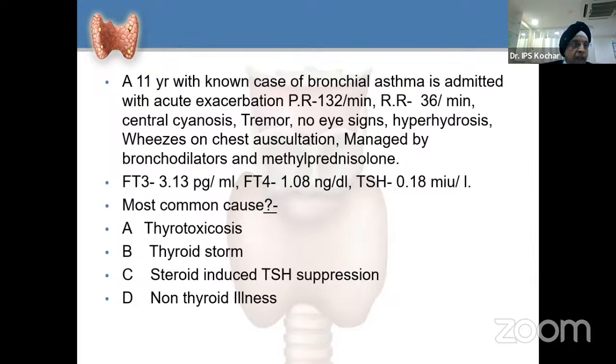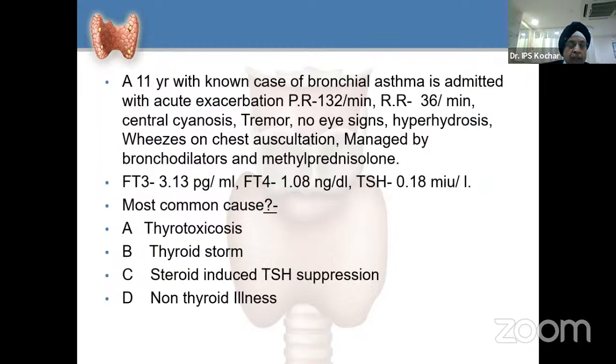Next, an 11-year-old with known bronchial asthma is admitted with an acute attack. On examination, this child has a pulse rate of 132 and respiratory rate of 36. There is central cyanosis and tremor. She's sweating a lot and wheezing on chest auscultation. She's managed with bronchodilators and methylprednisolone. The doctor got her thyroid function test done. I don't know why he got it done, but it was done.